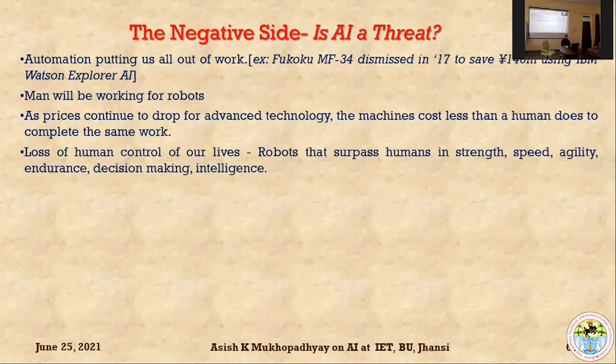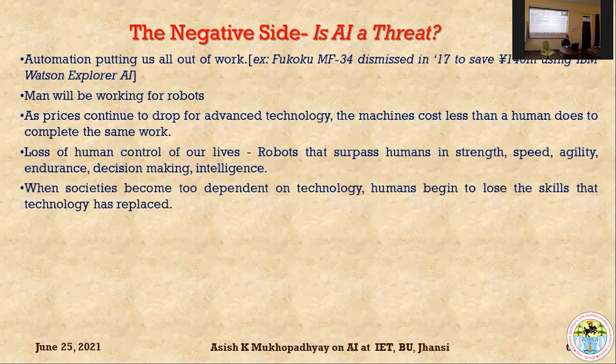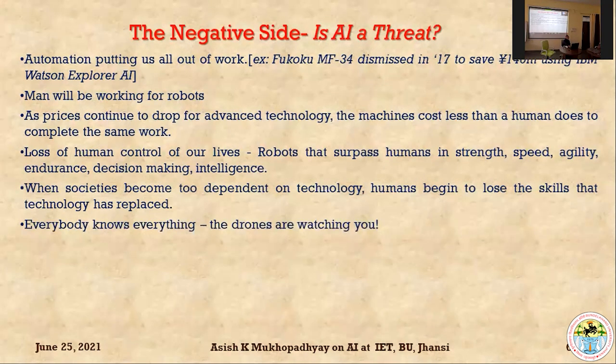Loss of human control of our lives. Robots that surpass humans in strength, speed, agility, endurance, decision making, intelligence, everything is more. When society has become too dependent on technology, humans begin to lose the skill that technology has replaced. Everybody knows everything, the drones are watching.